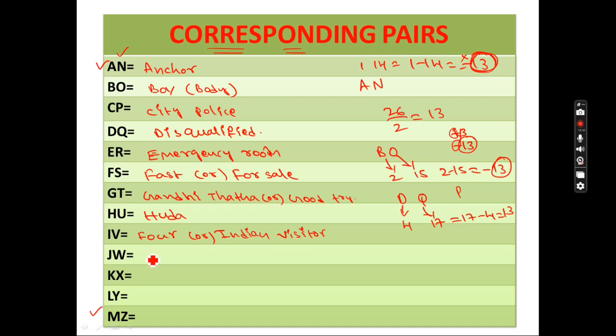J double means jungle. Okay, jungle, J-U-N-G-L-E, jungle war. Like that. So KX means knowledge exchange. K-N-O-W-L-E-D-G-E, knowledge exchange. Just like this, we need to create a word in our convenient way. LY means lady, also you can say L-A-D-Y, lady. Or lie, telling lies or something. Like this you can create it. MZ means maza. In summer we drink maza. Like this you can remember. So this is called corresponding pairs.